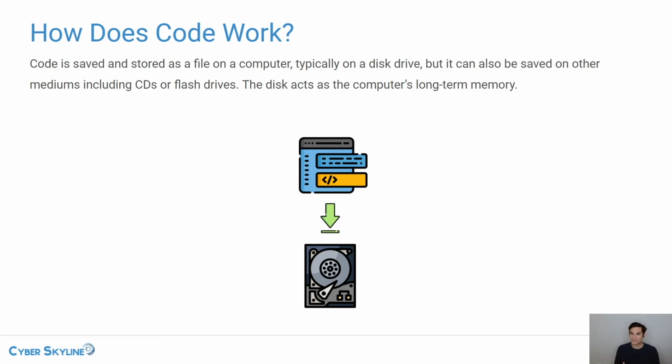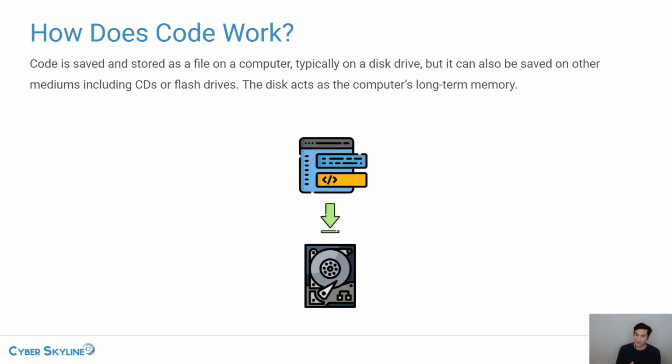Now, let's understand, how does code actually work? Like, what is actually happening behind the scenes? You have a computer and you're running a program. What is actually happening? So code is stored and saved as a file on a computer, typically on a disk drive, but it can also be stored on other mediums like a CD or a flash drive. And this disk or this physical medium is acting as the computer's long-term memory. And so even when you turn the computer off, that program is still there. You can run it again later.